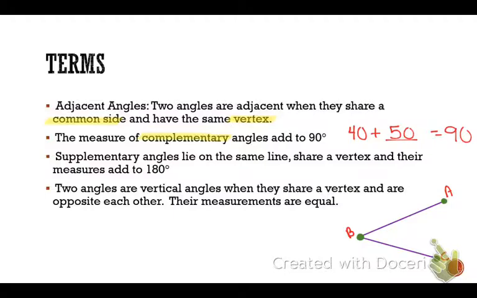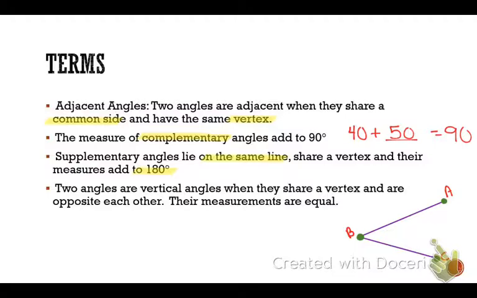So complementary angles add up to 90 degrees. That's important. So if you know one angle, you could subtract it from 90 to find the other angle. We're going to be doing that in just a minute. Supplementary angles lie on the same line. Did you know the measurement of a straight line is 180 degrees? So if there are 2 angles that make up that straight line, their measurements have to add up to 180 degrees. Supplementary angles lie on the same line and their measures add up to 180.